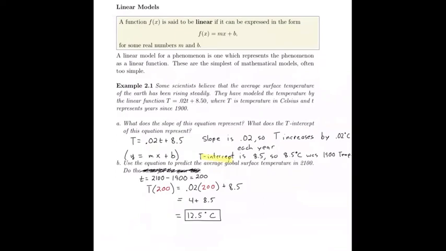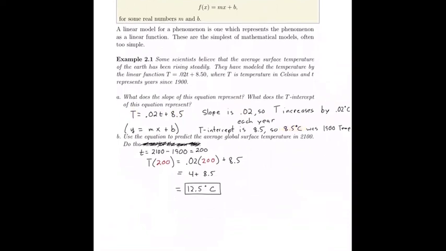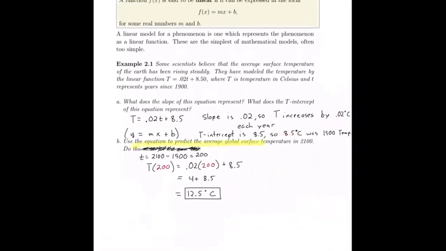What is the t-intercept? Well, the t-intercept is the value of the temperature whenever little t, or the time past 1900, is 0. So it's the temperature in the year 1900 in this model. So you see that 8.5 degrees Celsius was the average global temperature in the year 1900. So down at the bottom, it says use the equation to predict the average global surface temperature in 2100.